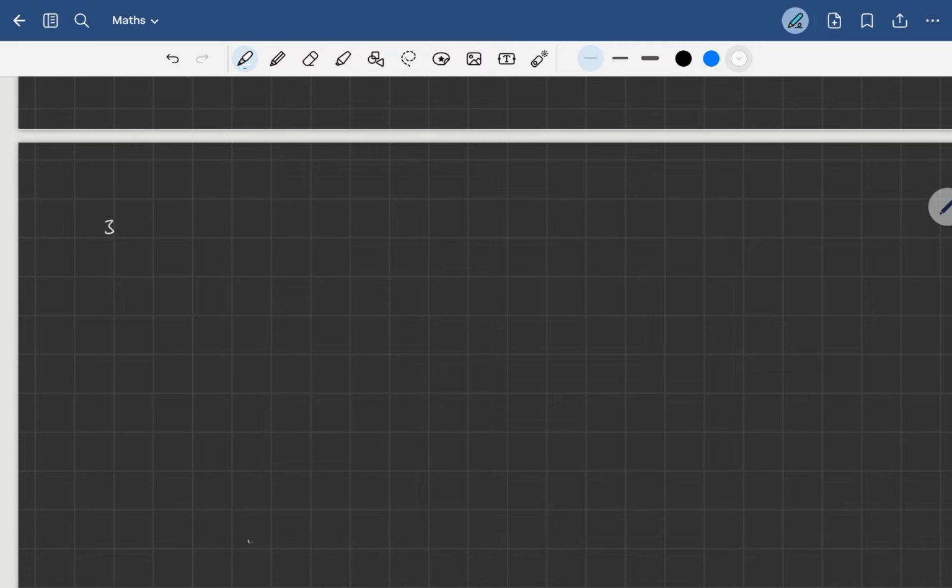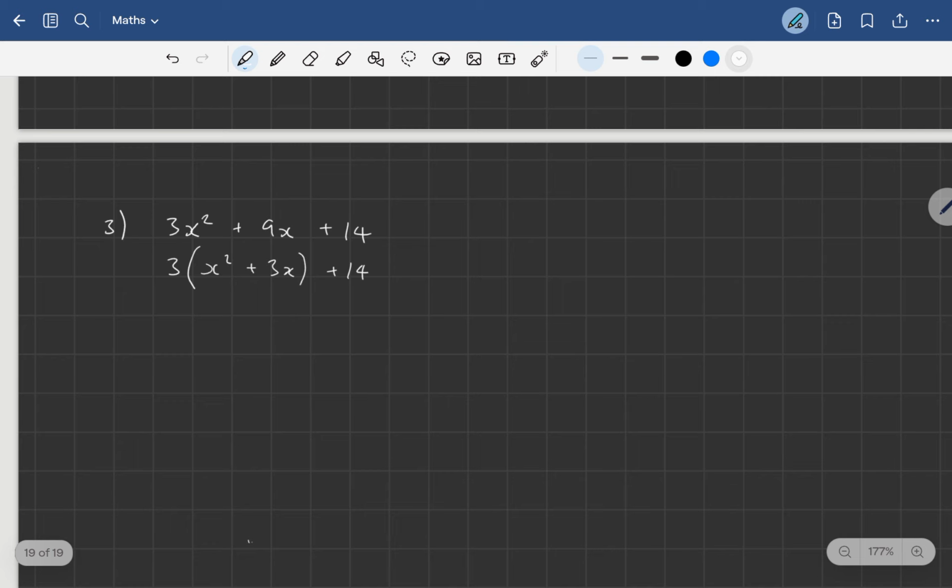Say we have, let's do 3x squared plus 9x plus 14. Again, we factor out the 3, because we would just want x squared plus a value of x. See, we've changed nothing because if we multiply by the 3 again, we get the same as the original equation. Now we do the same thing. We take the coefficient of x, and we half it. In this case, we get 3 over 2.